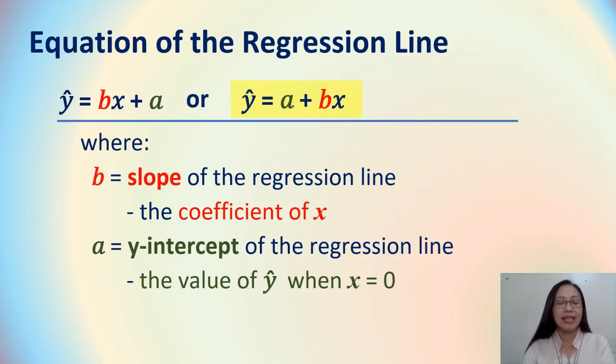In some cases, this regression line is written in this manner here: y = a + bx. Now, do not be confused, guys. In some textbooks, it is actually reversed. As long as your b is the coefficient of x, that is the slope, and the constant, the one which has no x beside it, is what you call the y-intercept.